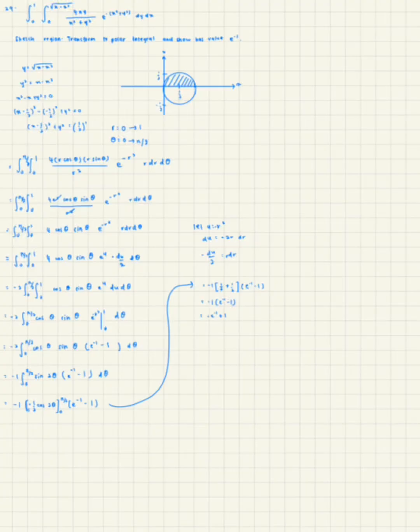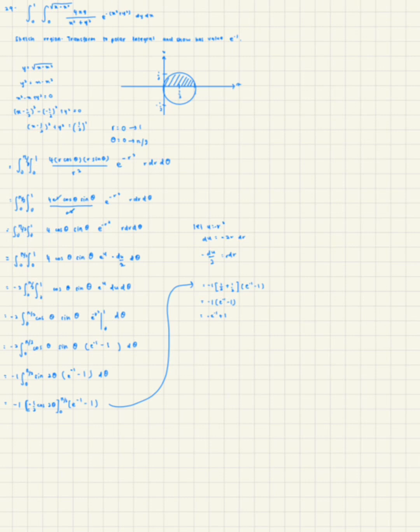So for the first question, we have y equals square root of x minus x squared. Then we square both sides and we get x squared minus x plus y squared. From that we get the circle equation, and we get the range of radius is 0 to 1 and theta is 0 to pi over 2.